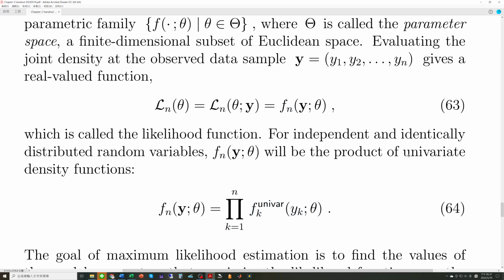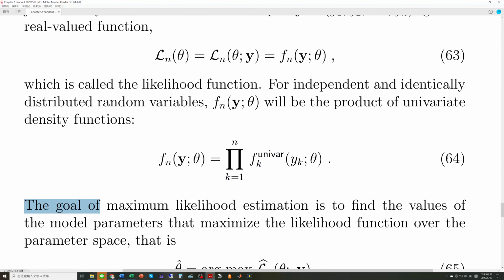What does the word univariate mean? It means that a function only has one variable, which is yk here. Because y1 to yn are independent, according to the definition of independence, their joint probability density function can be written as the product of the marginal probability density functions, like this.